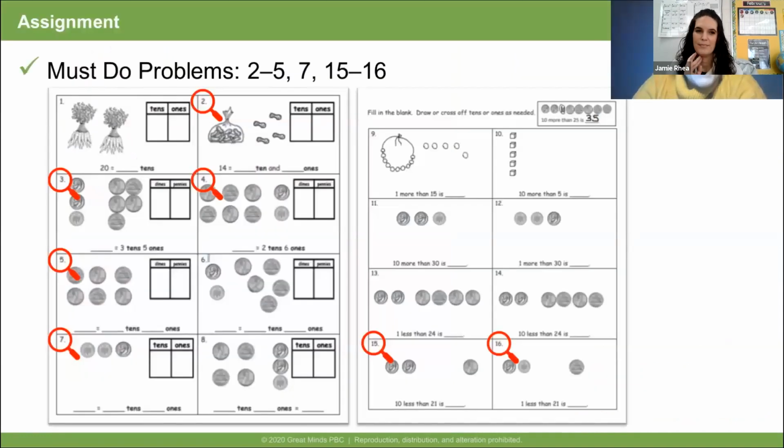It is time now for the problem set. You have done fantastic. Your must-do problems are 2 through 5, 7, and 15 and 16. And now, because you've done such a fabulous job, I'm going to show you a coin trick, something I learned when I was right around your age. Are you ready?